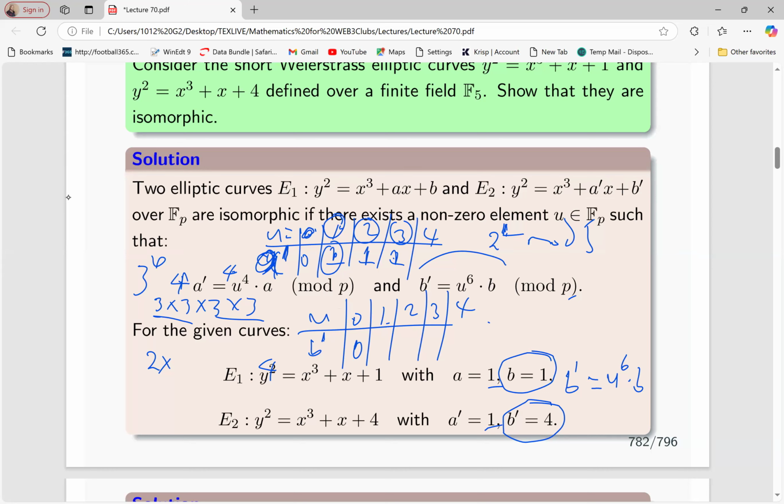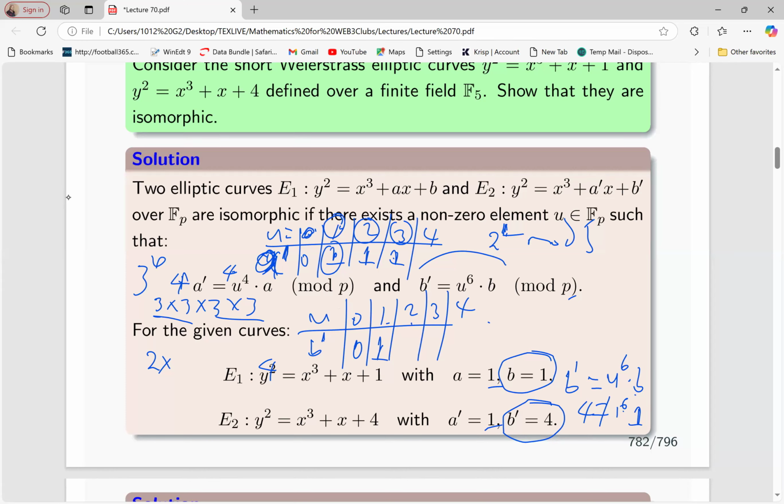Now try 1. This time 1 raised to 6, then multiply by B. Our B is 1. And this again does not give us 4. It gives us 1. So u cannot be 1. Let's try 2.